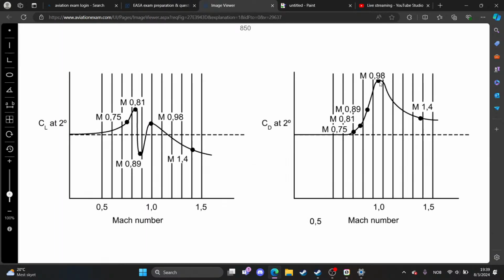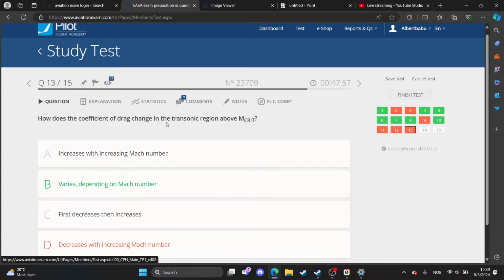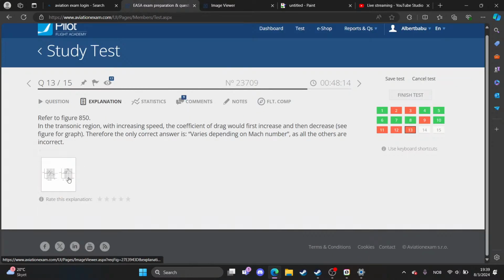So here's M crit, and then you go past it and it decreases, right? With increasing speed, the coefficient of drag would increase and then decrease. Yes. What did the question say? How does the coefficient of drag change above M crit? But if it's above M crit, hold on. Where's M crit?